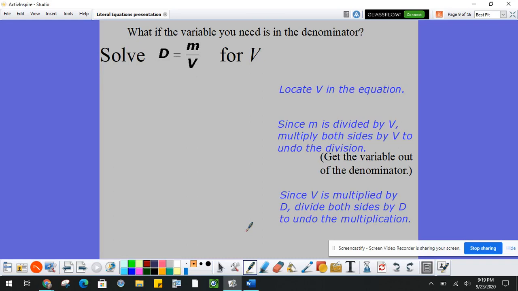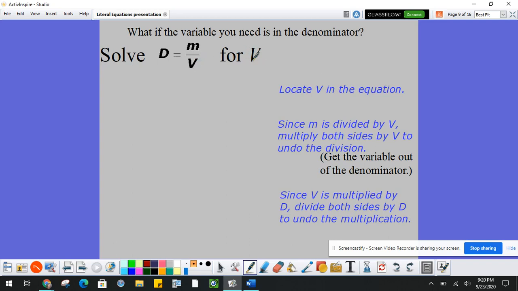Now, this is a tricky question. On this one, I'm being asked to solve for v, and v is actually in the denominator. So the first thing I'm going to do is locate v, and I notice it's in the denominator. The second thing I'm supposed to do is step 2, is to say what's happening to v. But in this case, v seems like it's the happening thing. I'm doing m divided by v. So the thing that's happening is dividing by v.